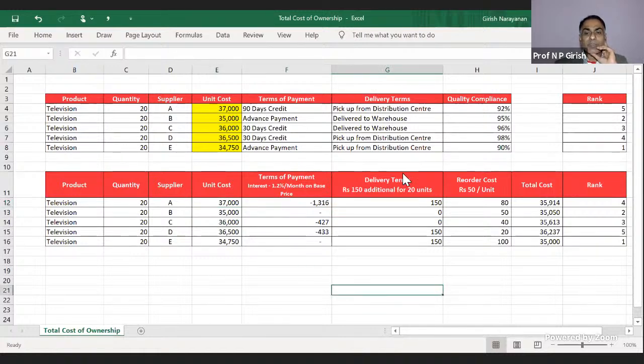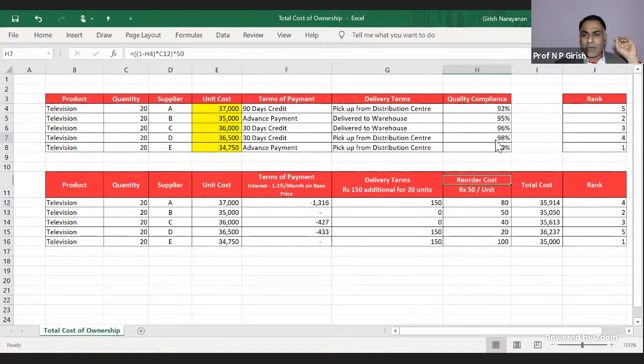Now delivery cost. Who's delivering? All these people, zero delivery cost. Delivery cost is only 150 rupees, but for A, D, and E, we have to incur a cost of 150. Now we are talking about a cost of 50 rupees for a reorder cost per television. Maybe they're replacing it. So you're talking about 80, 50, 40, 20, and 100.